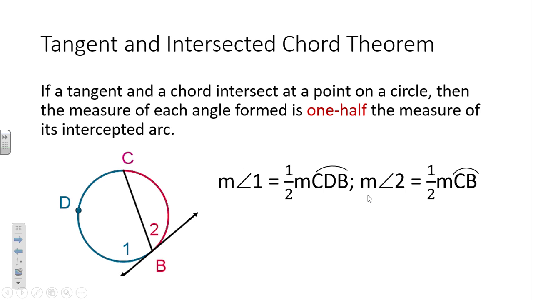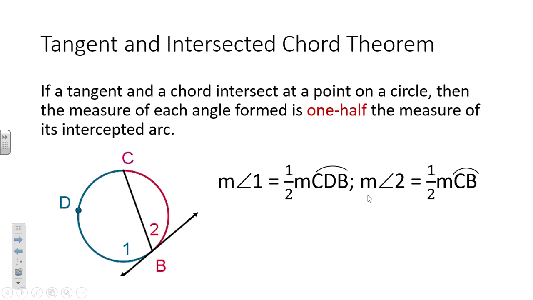And a chord, line or segment? Segment. A segment that intersects the circle in exactly two places. Okay, the endpoints are on the circle. So we have a tangent and a chord that are intersecting at the point of tangency. And there's a relationship between the angles that are formed.